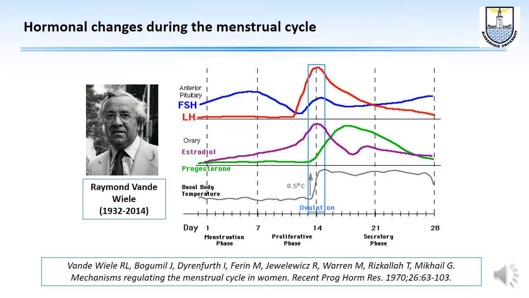But another group did the same thing at the same time in Columbia University in New York City under the chairmanship of Professor Raymond Van der Wiel. And as you can see, the names Bogumil, Darienfos, Ferrin, Ferran, Jeverevich, Warren, but two Egyptians there, Professor Tofir Sgalla and Professor Girgis Mikhail, who became professors themselves in America afterwards. So this diagram could only be done after the discovery of radioimmunoassays.